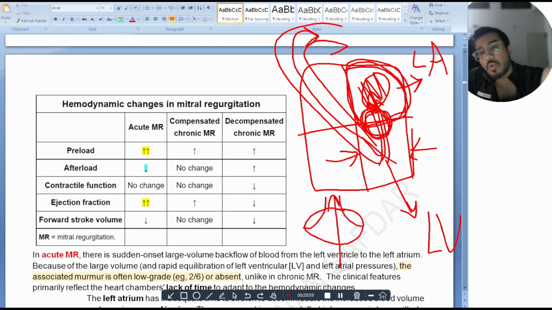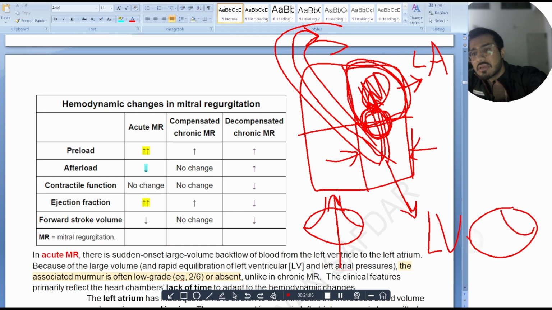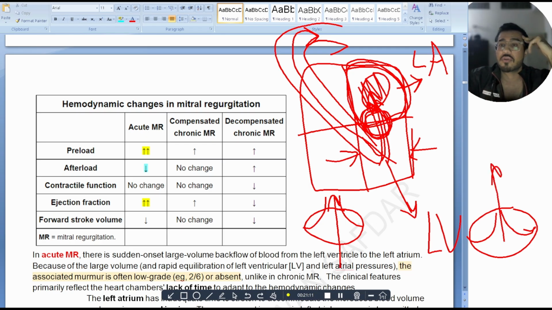It's like a full open house. But when it comes to chronic compensated regurg, this is the only amount of blood that is regurgitating back into the left atrium. So the afterload is not that much affected, because the alternate pathway is not that big.